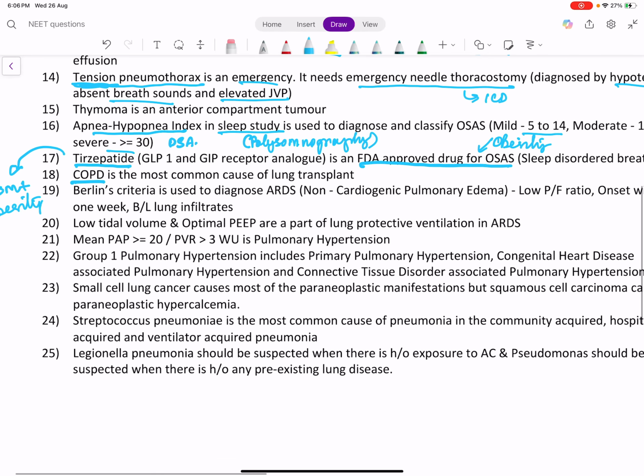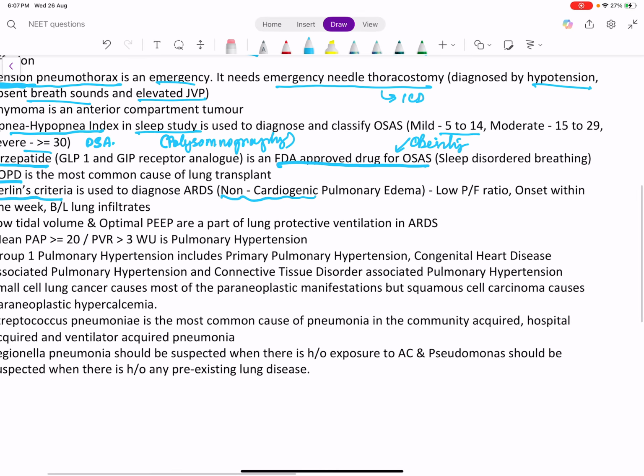And about ARDS, a criteria called Berlin's criteria is used to diagnose ARDS. ARDS is actually non-cardiogenic pulmonary edema. It clearly gives that there is pulmonary edema in X-ray, but there is no elevated pulmonary capillary wedge pressure. So, pulmonary edema-like picture in X-ray plus pulmonary capillary wedge pressure should be less than 18 millimeters of mercury. The criteria, that is Berlin's criteria, is there should be low PF ratio less than 300.